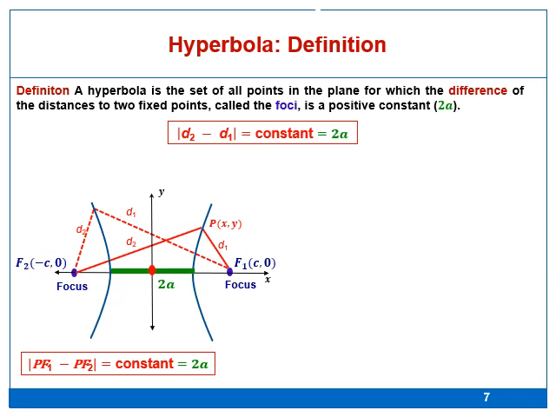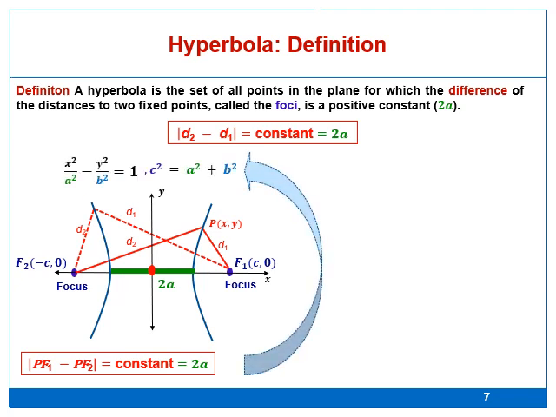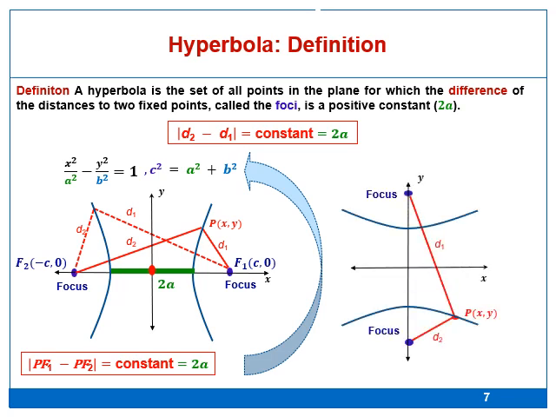By applying this definition on the point B with coordinates x and y, and the foci c, 0 and negative c, 0, we can use the distance formula to get these distances, PF1 and PF2. We substitute in this equation, and through a series of algebraic steps, we reach the standard form equation that we have presented. The same can be done for the hyperbola with the vertical transverse axis.